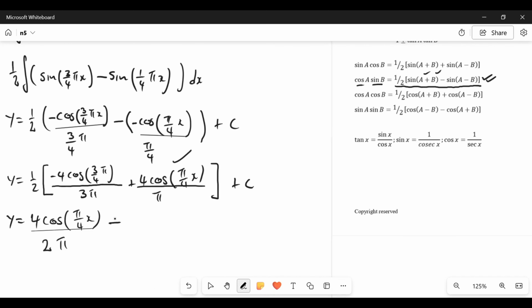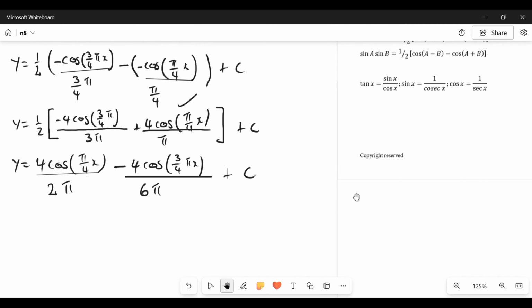We have 1 multiplied by negative 4. This is going to be negative 4 cos 3 over 4 pi x, and then divided by 2 multiplied by 3 pi, which gives us 6 pi, plus c. Do not multiply the c with the half. The half only affects the integral, not the constant.